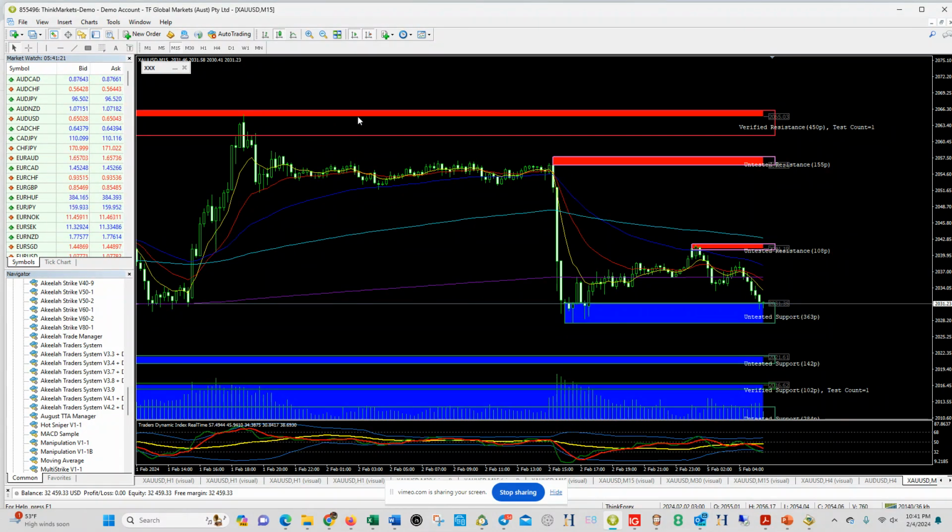So on here we have the Akeelah zones, and the Akeelah zones is picking up supply and demand zones as the market moves along. So blue is demand zones, red is supply zones. So red zone says that price is most likely to sell from that area. Blue zones is price is most likely to buy from that area. Not always true, but that's what it is. So those are the zones that are on there.